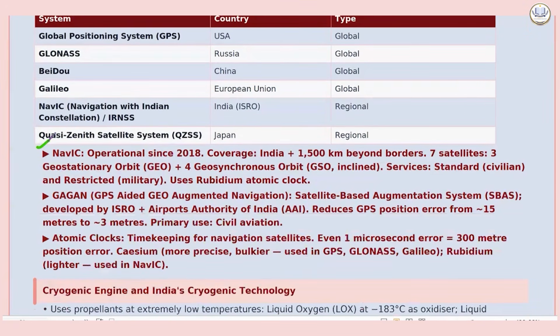NavIC is operational since 2018. Coverage is India plus 1,500 km beyond borders. 7 satellites, 3 geostationary, 4 geosynchronous orbit, inclined. Services are standard civilian and restricted military. It uses a rubidium atomic clock.